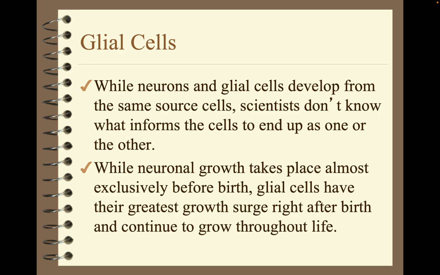While neurons and glial cells develop from the same source cells, scientists don't know what informs the cells to end up as one or the other. While neuronal growth takes place almost exclusively before birth, glial cells have their greatest growth surge right after birth and continue to grow throughout life.